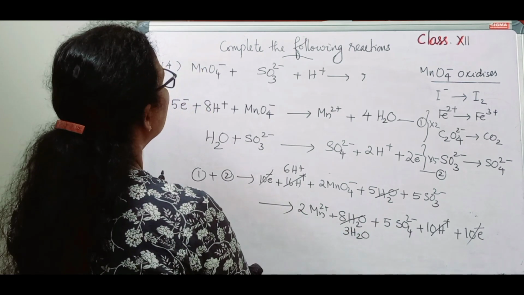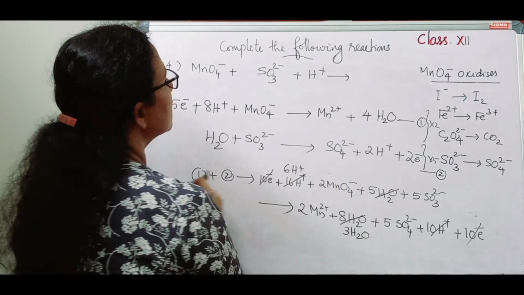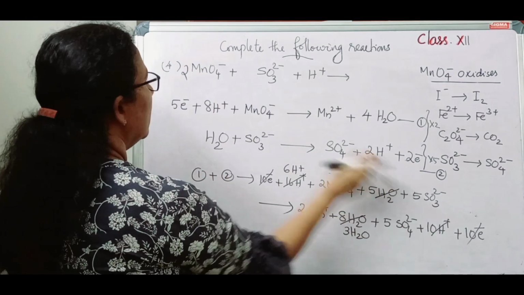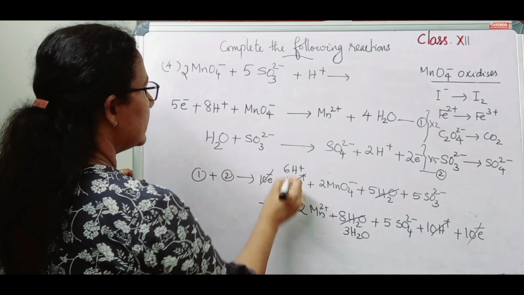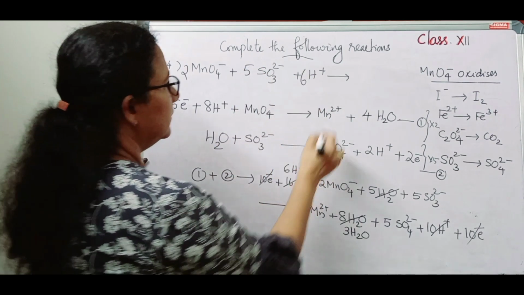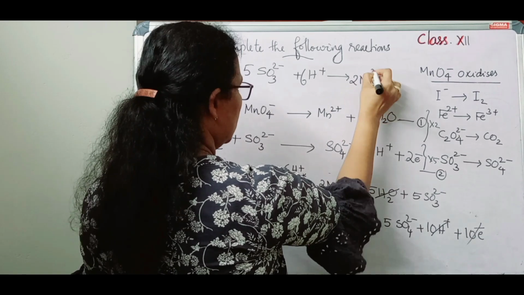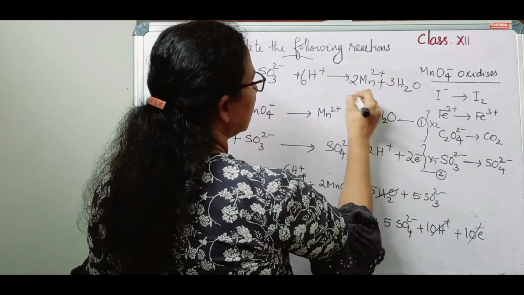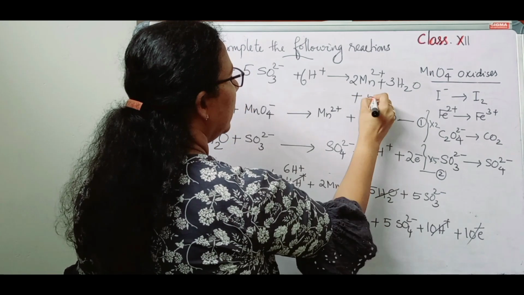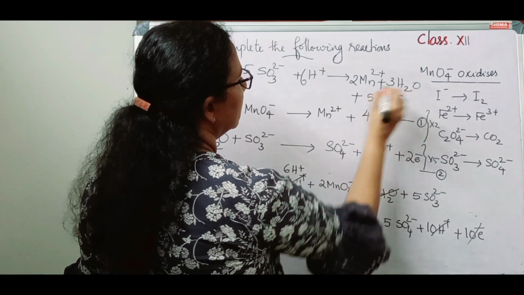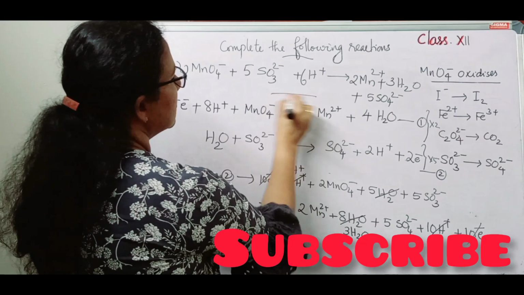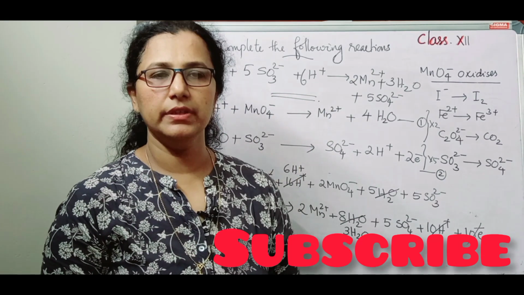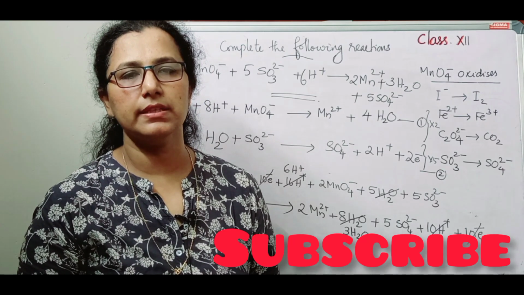So using this equation we can finalize this equation also, that is 2 MnO4-, 5 SO3 2-, 6H+, then right side 2 Mn2+, 3 H2O plus 5 SO4 2-. So this is the final equation. So hope you have understood how to complete and balance redox reactions.